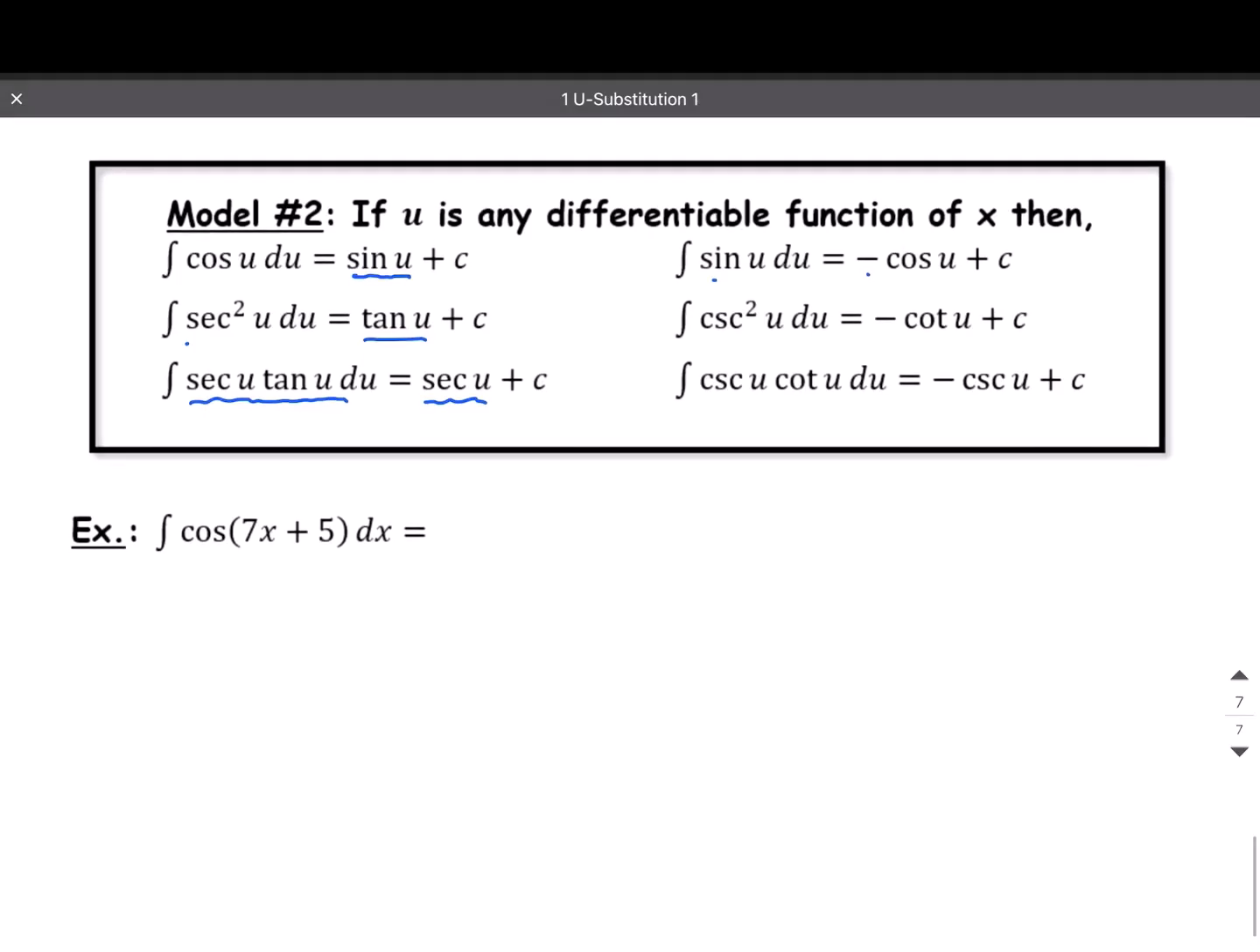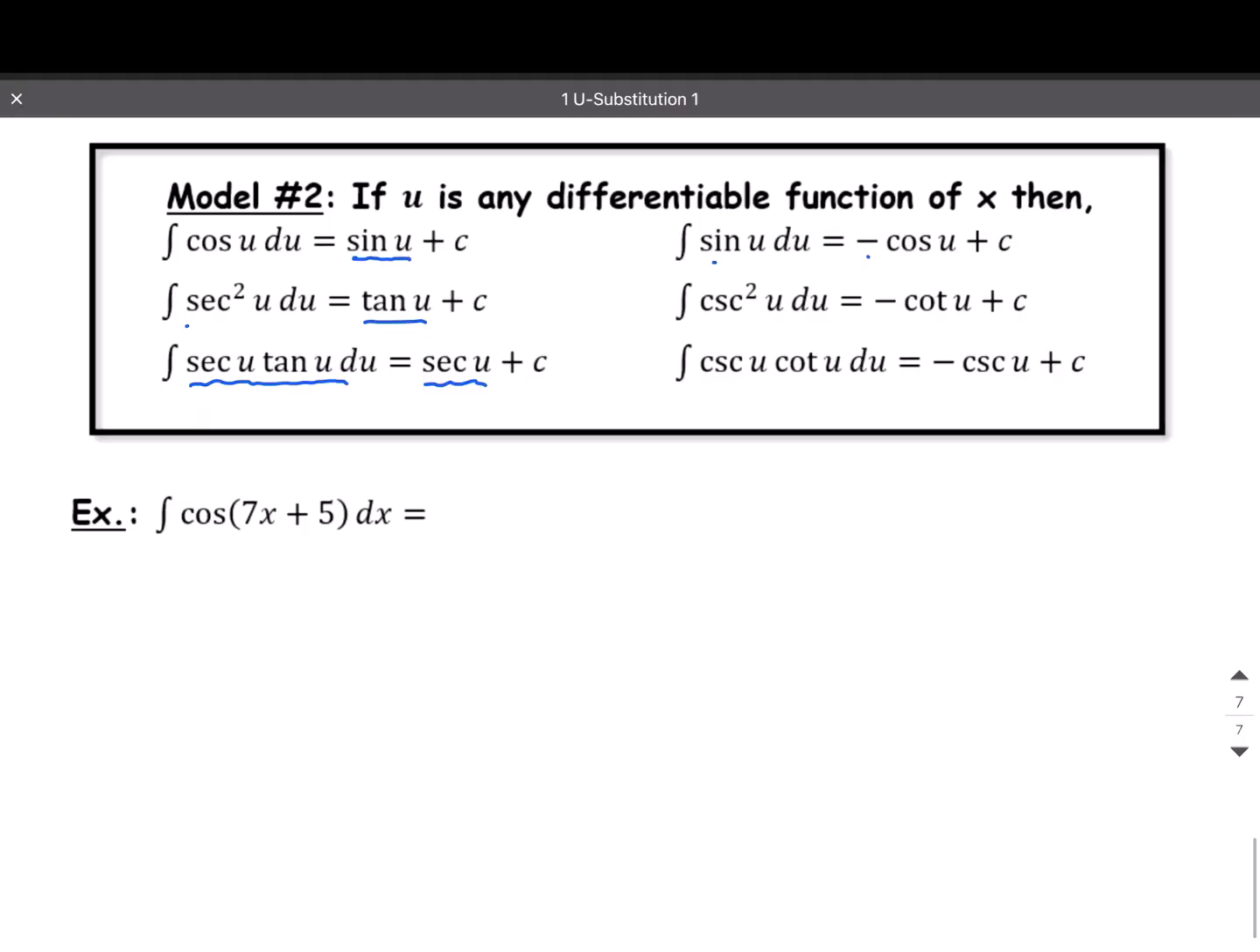So again, when we're going to do a u substitution and we have a trig function, 9 times out of 10, the u is the angle, 7x plus 5, because it's inside the trig function. So now we know what u is. Now we're going to take the derivative, du/dx, and the derivative of 7x plus 5 is 7. So if we multiply both sides by dx, and then we divide by 7, we now know that dx is du over 7.